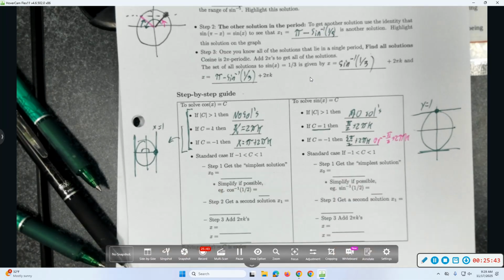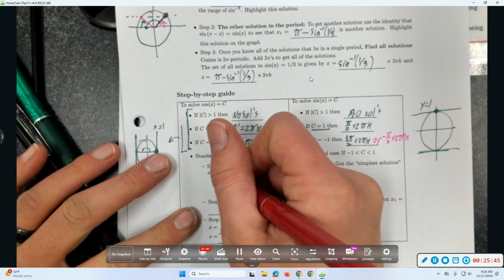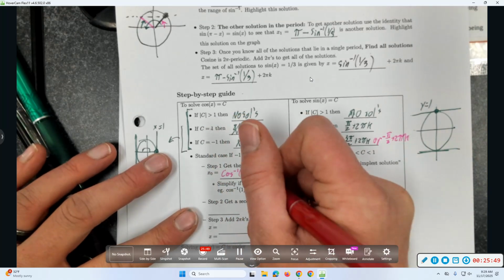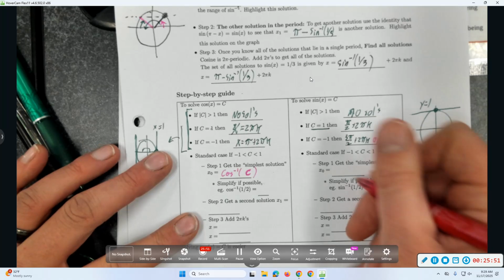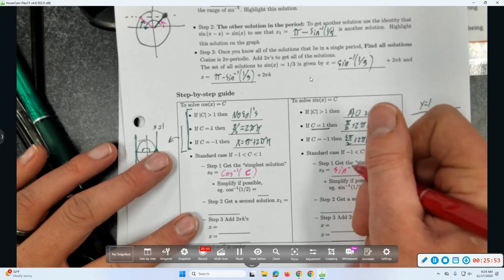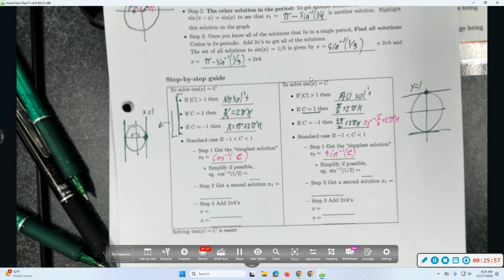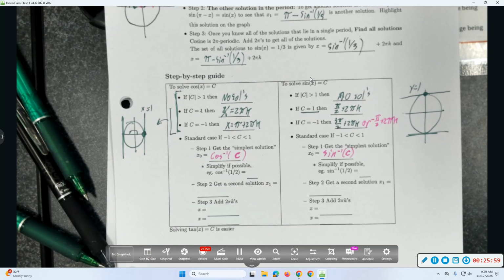In the general case, let's write down the thing we got. So the simplest solution was cosine inverse of whatever that number is, or sine inverse of whatever that number is. Well, let's remember that we can simplify some of these. Like, what if that number c were 1/2? What's the inverse cosine of a half? Looking at your unit circle if you need.